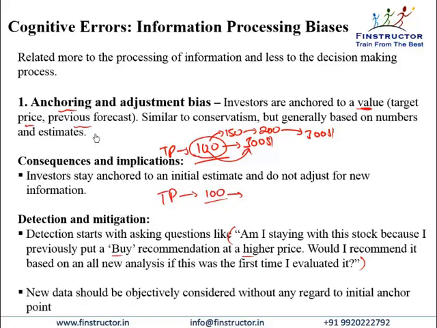So if you're aware that you may be suffering from the anchoring and adjustment, then mitigation is relatively easy. Basically, new data should all be objectively considered without any regard to the initial anchor point.